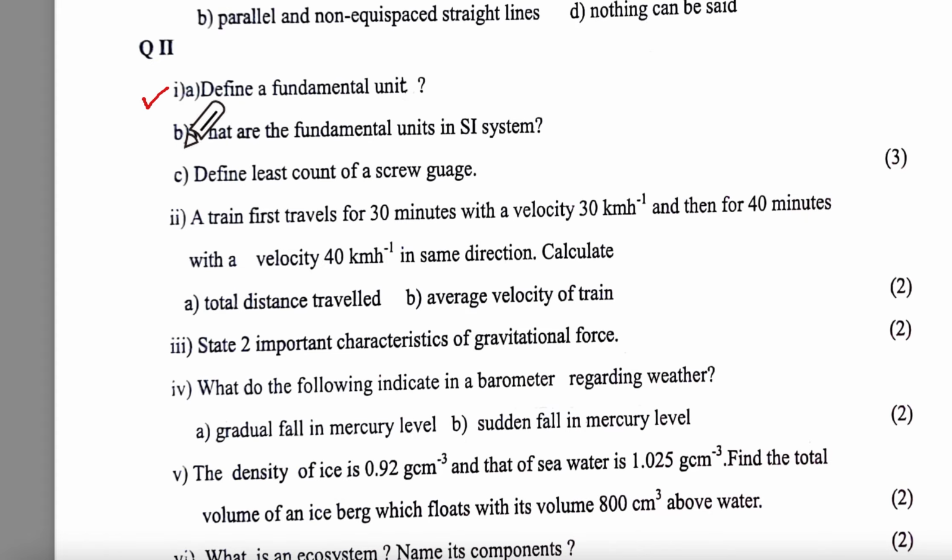Fundamental units, learning work. Nature of fundamental units, learning work, define. Can you see all this is learning work? You can do it on your own. Now they are telling you first 30 minutes velocity is this, next 40 minutes the velocity is this in the same direction. Calculate the total distance traveled.